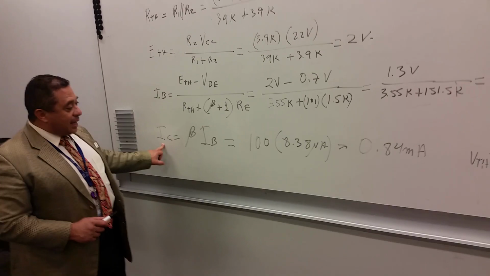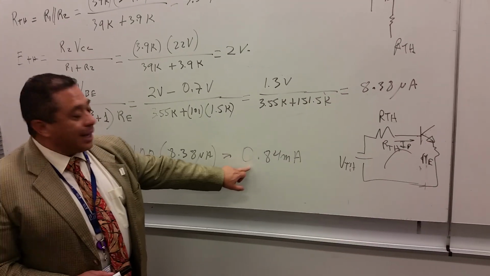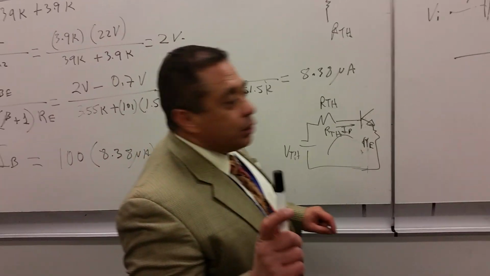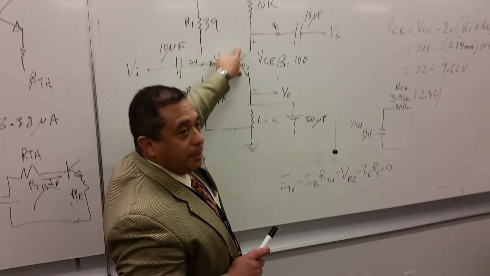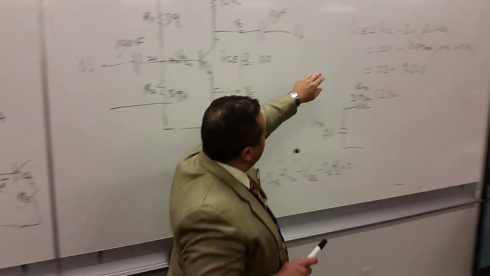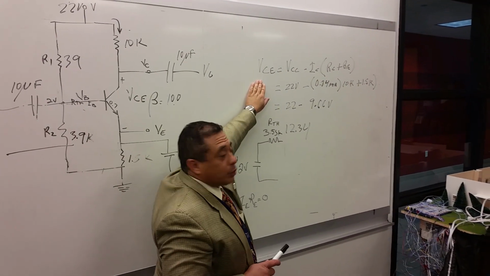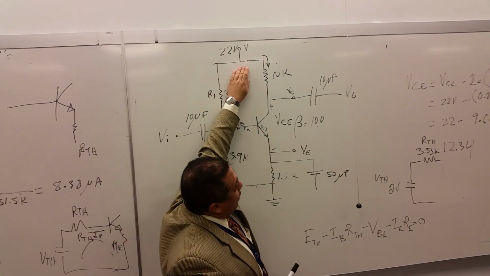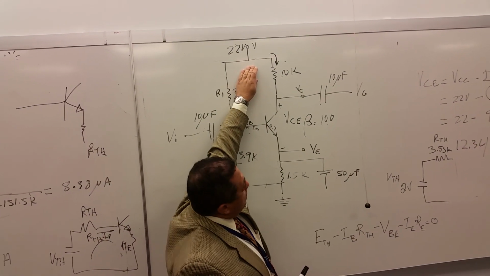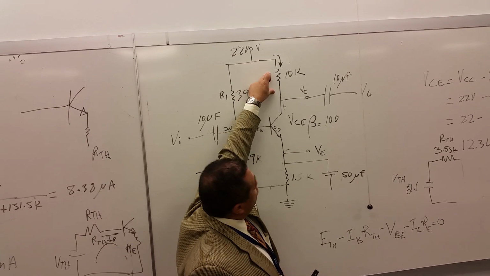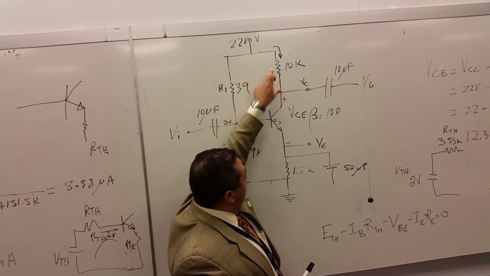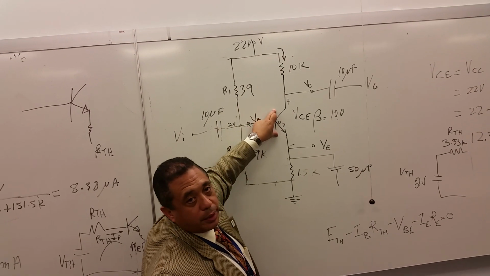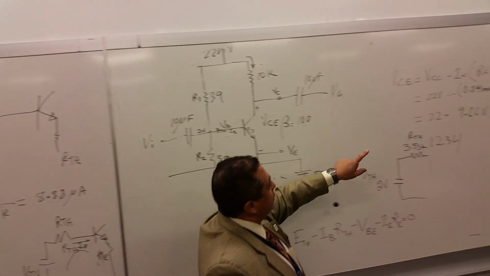After we have IB, we know that IC is going to be beta times IB. Therefore, our IC is going to be 0.84 milliamps. Since we're trying to calculate the voltage collector-emitter, it is going to be the voltage of the power supply minus the voltage drop in these resistors. And that's what we have here.